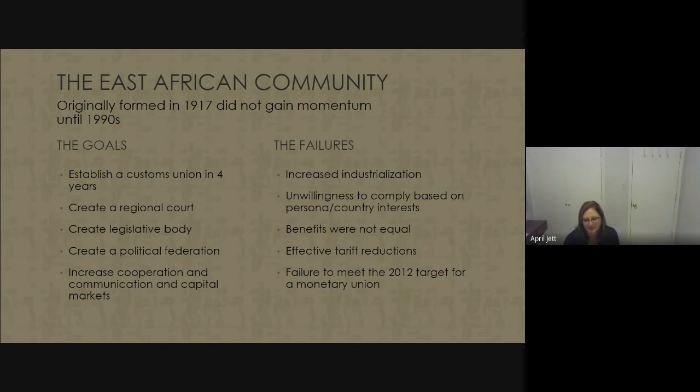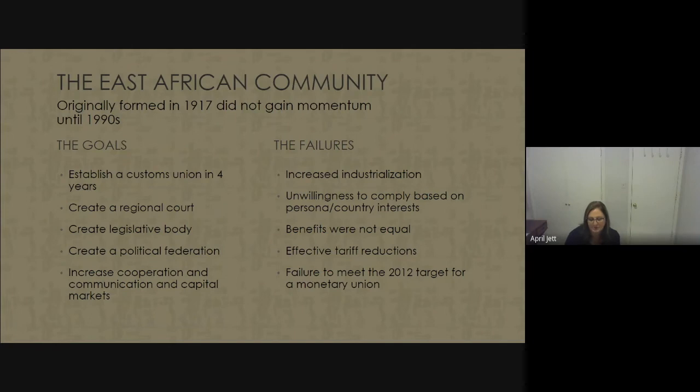Some of the failures would include the hindrance of industrialization and lack of capital and skills, corruption, high levels of debt, and criminal behavior. Another failure would be that the benefits have not been equal among the partner states, and effective tariff reduction has not been what was promised.